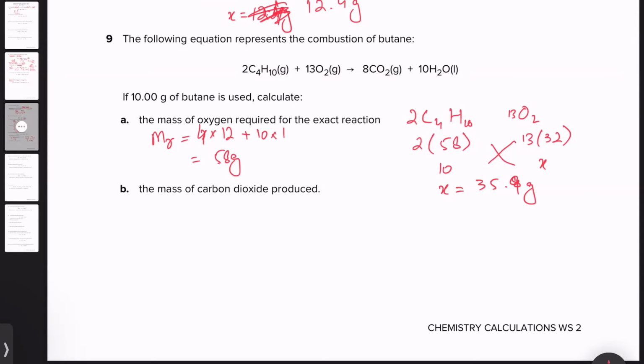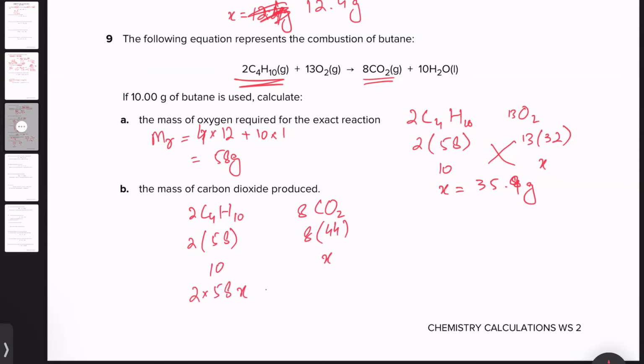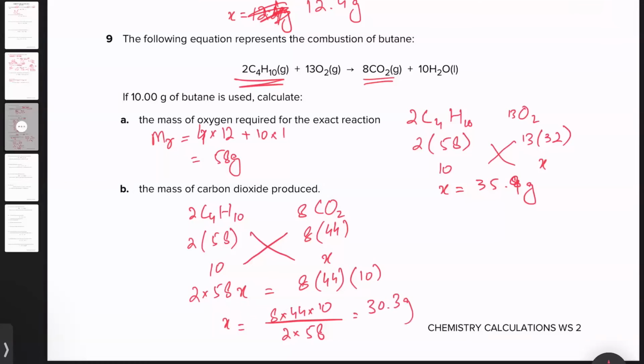Let's do it. 2C4H10. I copy that part, and the carbon dioxide part produces 8 CO2. So 2 times 58 produces 8 times 44. Again, these are the Mr values. You can easily calculate them. So 10 of this produces X of that. So 2 times 58 times X equals 8 into 44 into 10. There you go. I'm getting 30.3 grams.